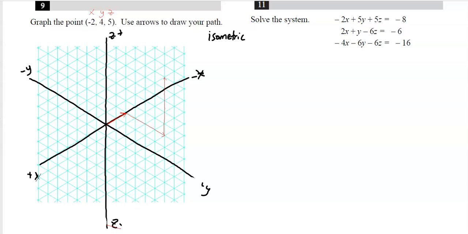Right there. And that is the final destination. Right there is the point in 3D space. It's -2, it's +4, it's +5, and that dot is floating in 3D space in the right location.